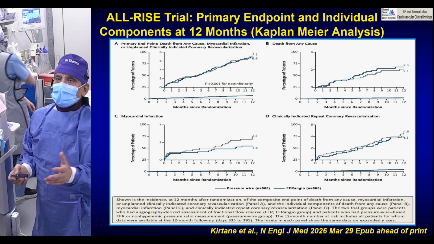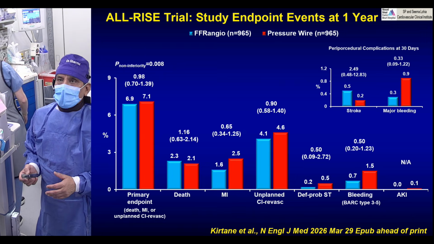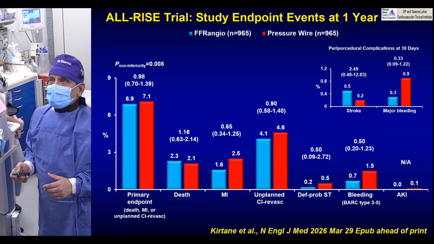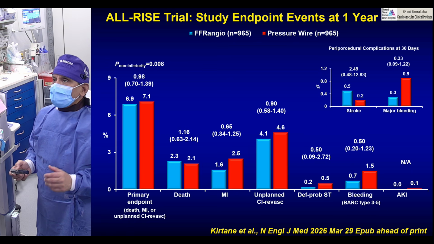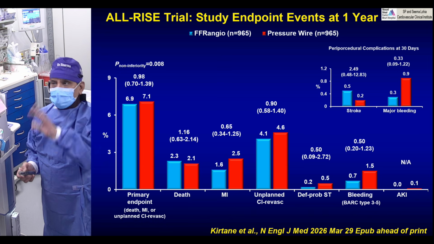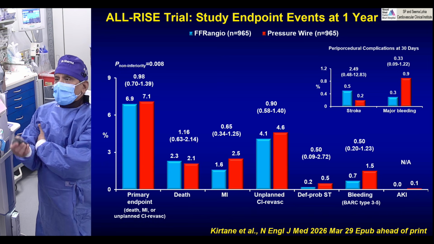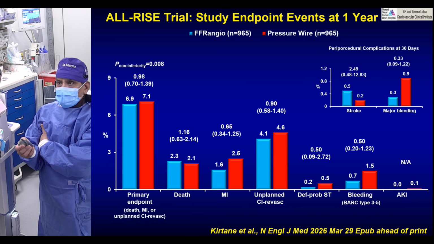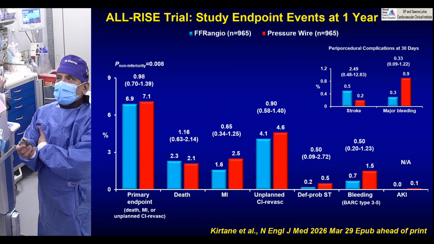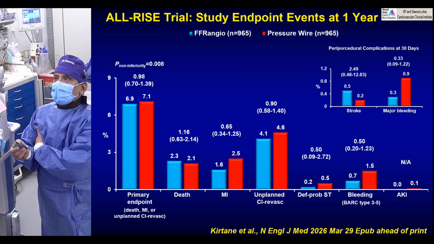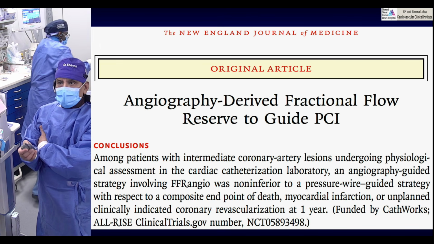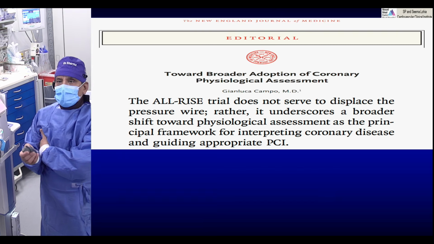The outcomes were exactly identical with various events as shown here, except major bleeding, and I don't understand what exactly it was. Why numerically FFR angio had a major bleeding of 0.3% versus 0.9% in the pressure wire, but the rest of the points were all similar. Actually, AKI was also identical, and stent thrombosis also the same. So the only question was that there was numerically lower bleeding, which is a 30-day outcome, in the FFR angio group. So again it showed that FFR angio is non-inferior to the pressure wire guided strategy.